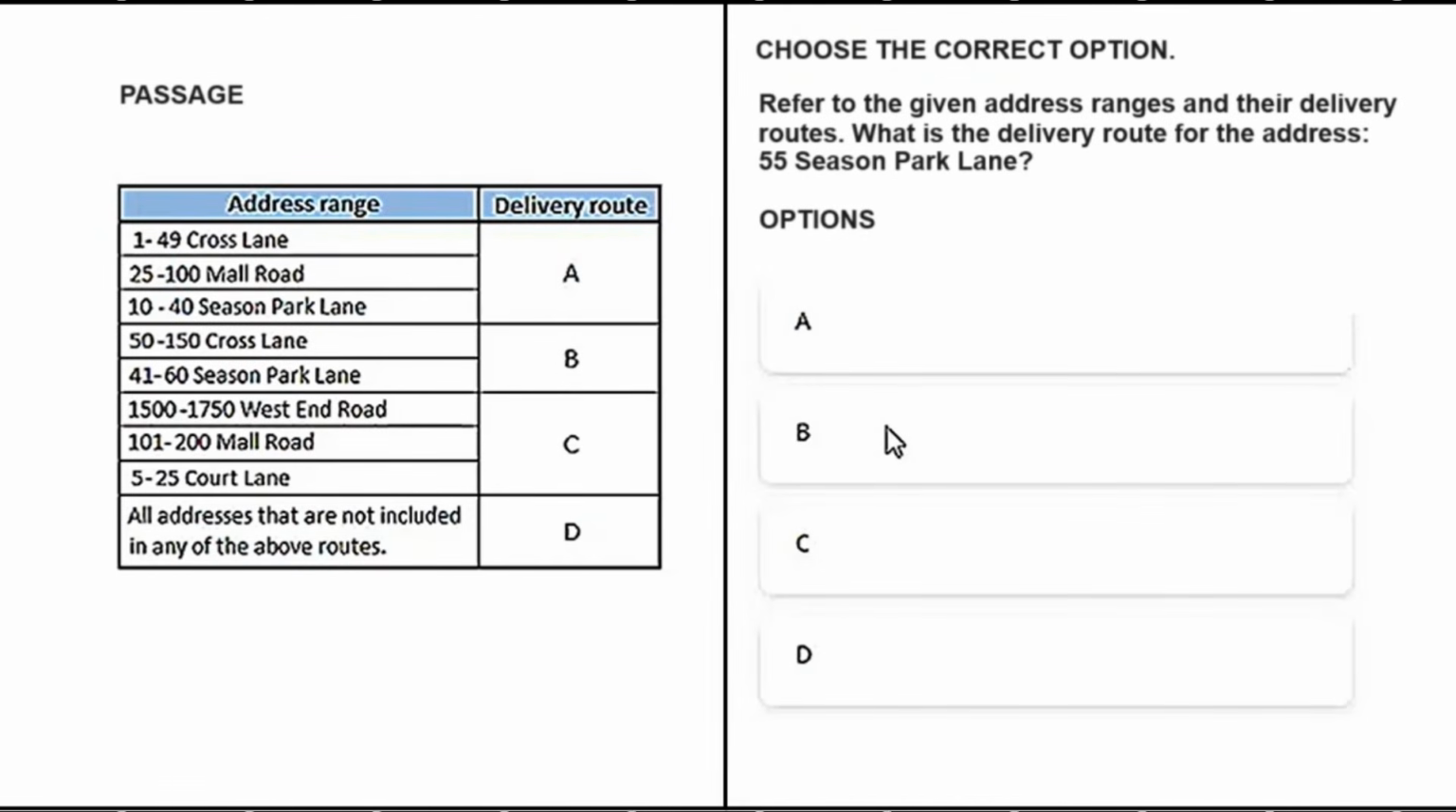Refer to the given address ranges and their delivery routes. What is the delivery route for the address 55 Season Park Lane? If I look at this closely, I think my answer is in row number 6, as I could see number 55 falls between 41 to 60. And it also says Season Park Lane and the delivery route assigned is B. So the answer should be B.